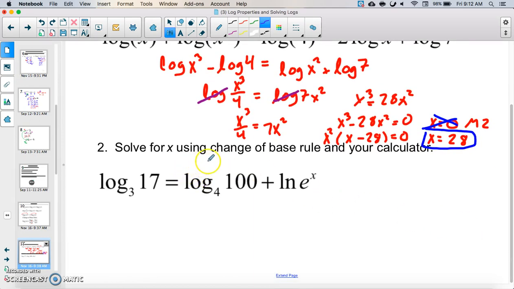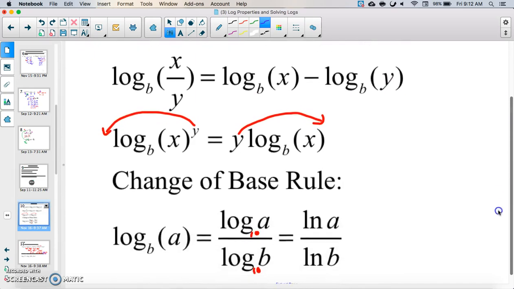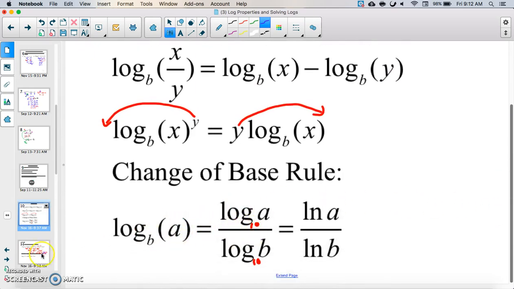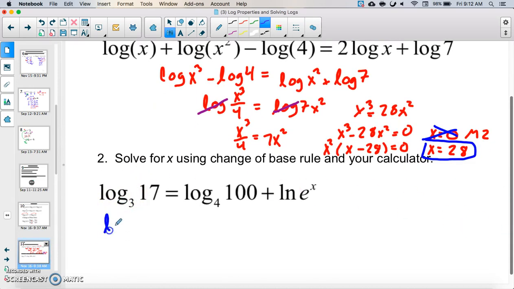The next one asks us to solve for x using change of base rule and our calculator. So we've got 2 different bases, so that's not helpful. We've got actually 3 different bases because this is log base e. What it means by change of base rule, that's the one if we go back here, change of base rule is where you can split it up into a fraction. So I can split this into log 17 over log 3. And this splits into log 100 over log 4.